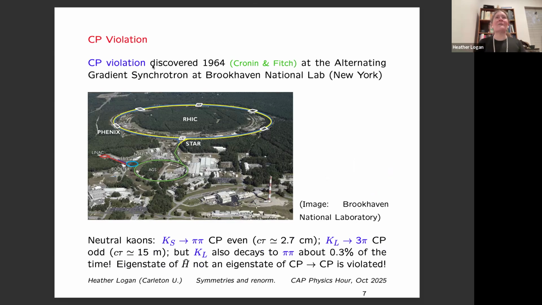So kaons are really cool. And it was discovered at the alternating gradient synchrotron at Brookhaven National Lab in New York. So the AGS, alternating gradient synchrotron, is this ring here, okay? This picture is from a few years ago, and a larger accelerator was built in the meantime, but using the old AGS as a booster.